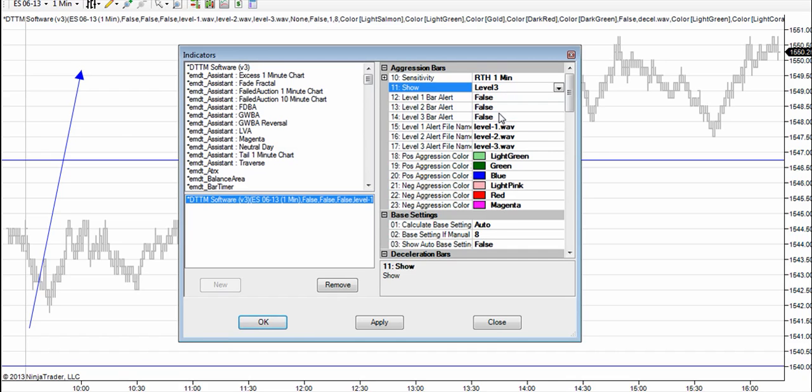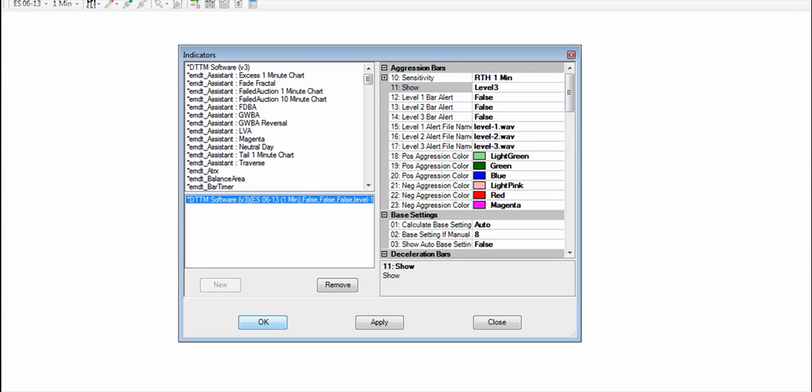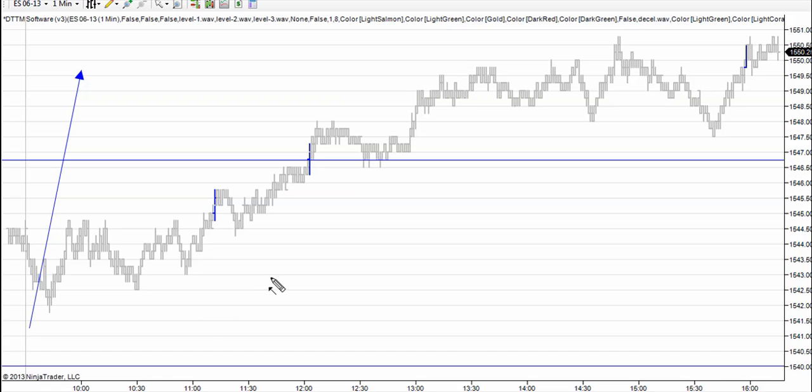What I'll do is click on just level 3 bars, because if you just follow nothing else but the level 3 bars, it's going to give you a really big edge in terms of what's going on in the market. So we'll click OK. Now you can see that we only had 3 level 3 or extreme buying aggression bars today. That was all we had on the level 3.